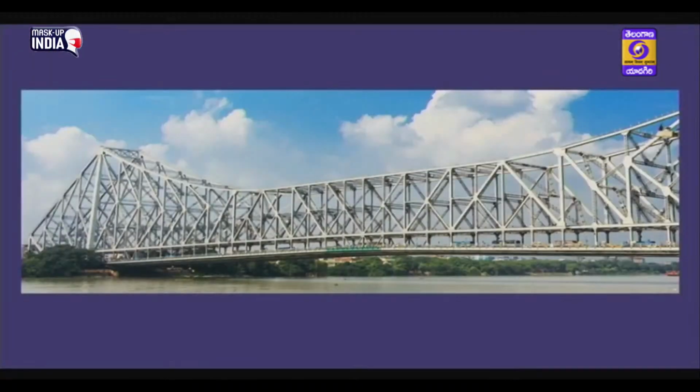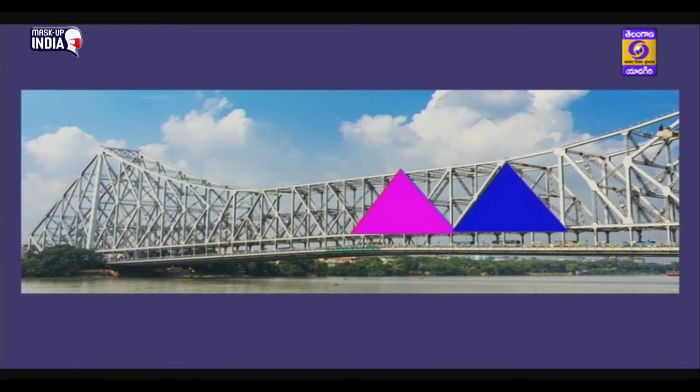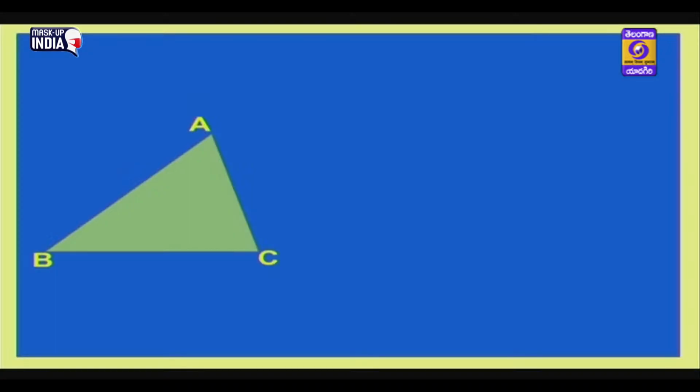Now, observe this bridge children, it is the Howrah bridge. Have you seen the triangular structures on it? You can notice there are many triangular structures on this bridge. Are they all congruent? Observe the triangles that are at the center of the bridge. They are congruent. Now, just have a look at this triangle children, it is triangle ABC. Now, we can write this as with a triangle symbol and the vertices one after the other in order, that is we write it as triangle ABC.